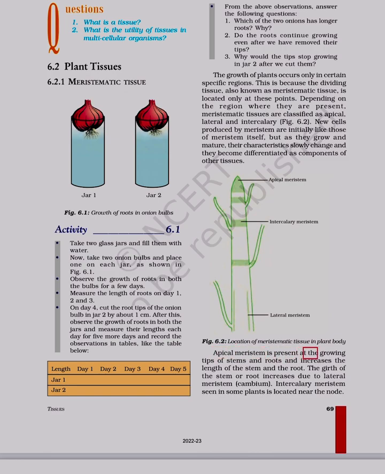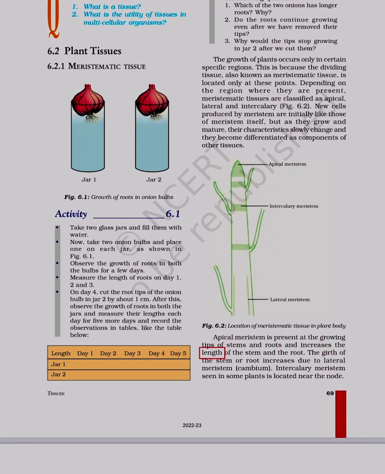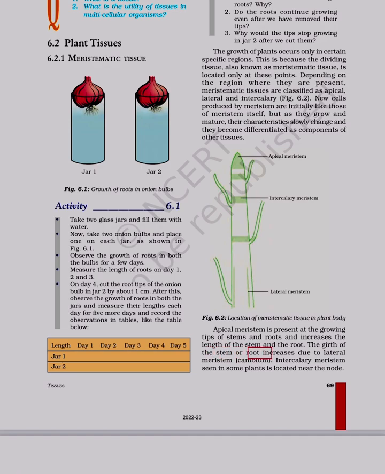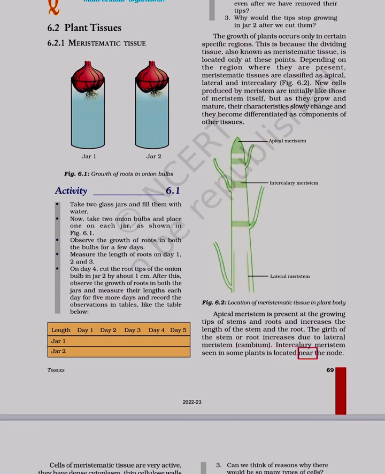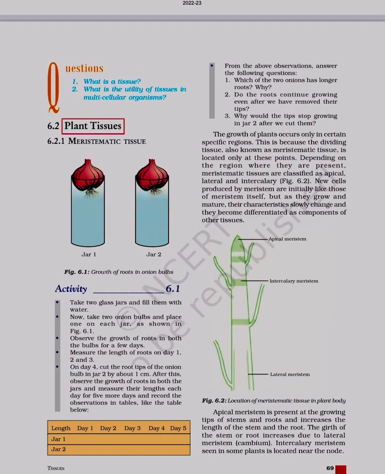Apical meristem is present at the growing tips of stems and roots and increases the length of the stem and the root. The girth of the stem or root increases due to lateral meristem, cambium. Intercalary meristem seen in some plants is located near the node. 6.2 Plant tissues. 6.2.1 Meristematic tissue.